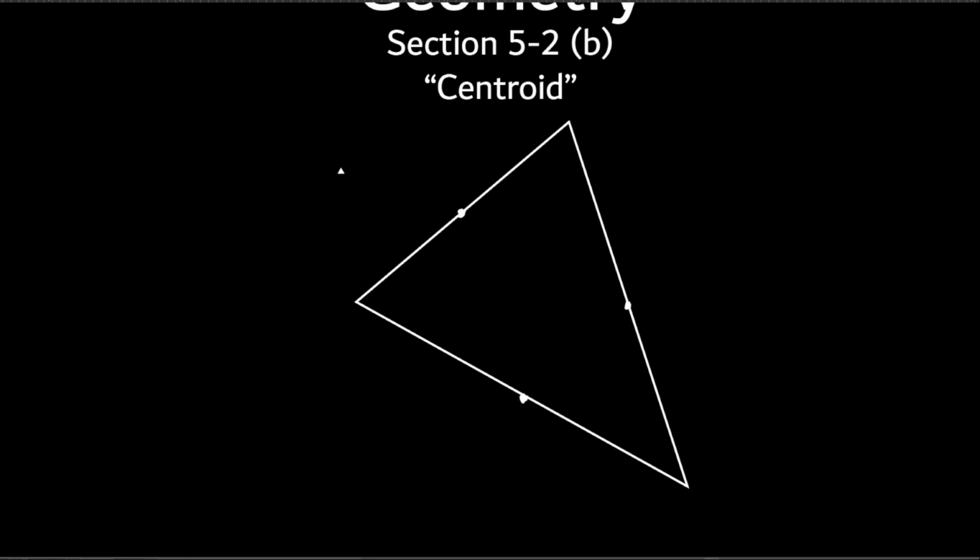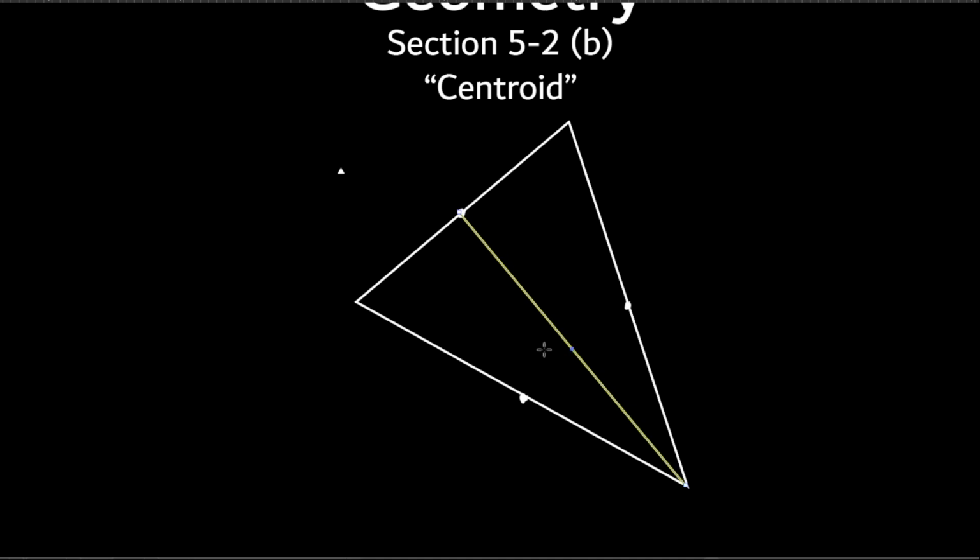All right, so let's do this. Let's change the colors of it. Let's go to yellow. So what I'm going to do is how do I find the centroid? I go from the what? Well, it's not a midpoint. Well, yeah, you're right. You could go from the midpoint to the vertex. It doesn't matter which direction you go. I'm going to go from the vertex to the midpoint.